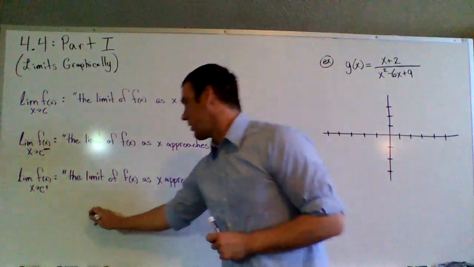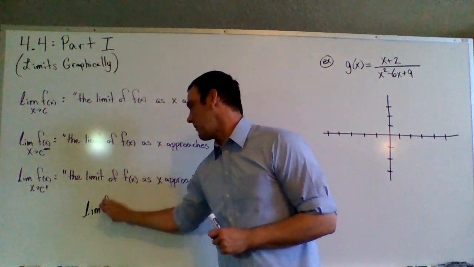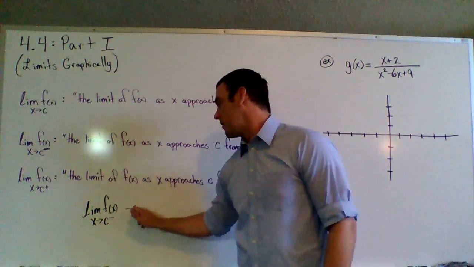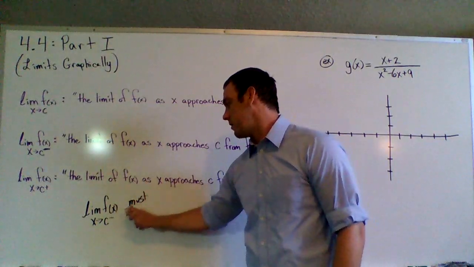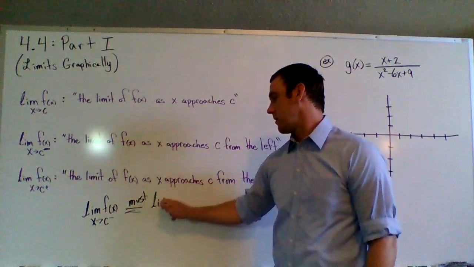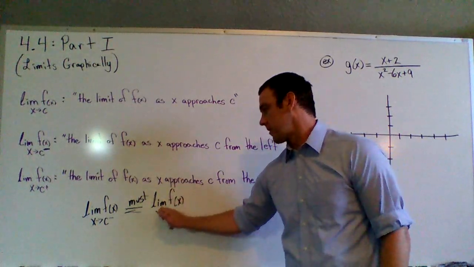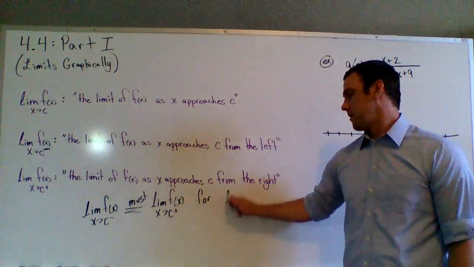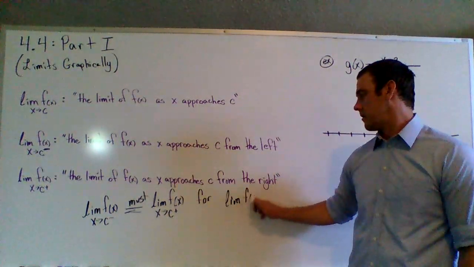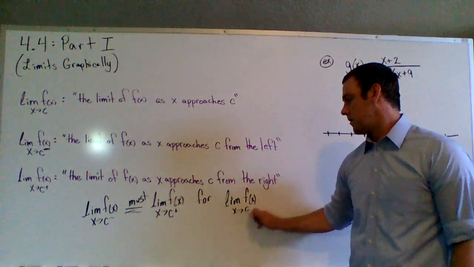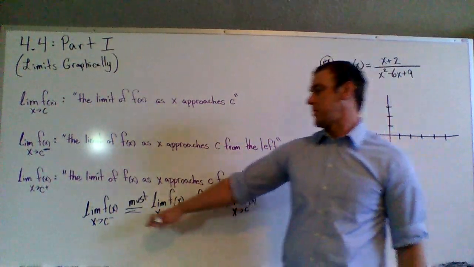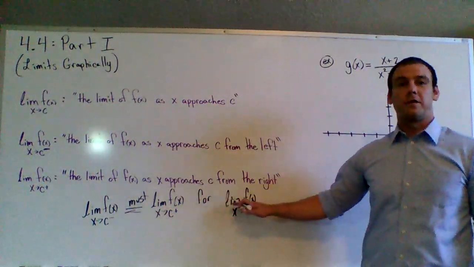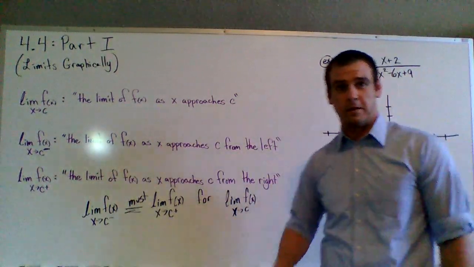So, the limit of f of x as x approaches c from the left must equal the limit of f of x as x approaches c from the right for the limit of f of x to exist as x approaches c. Basically, we have to approach the same number on the left as we would on the right side for the limit to exist at a specific point.